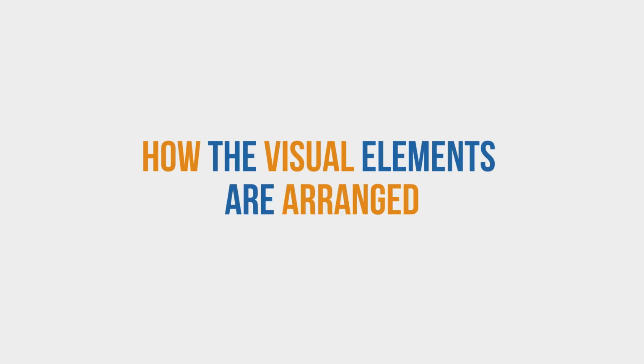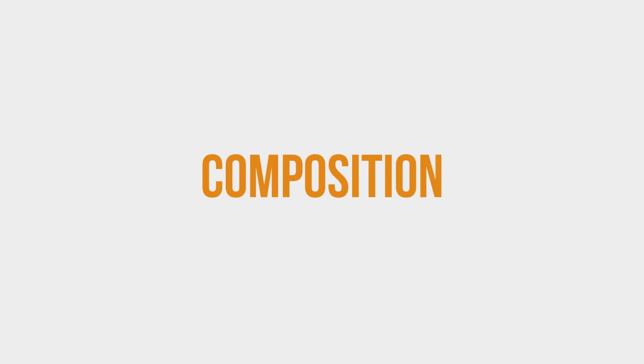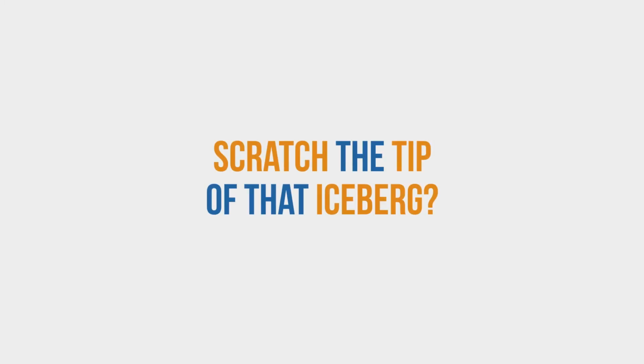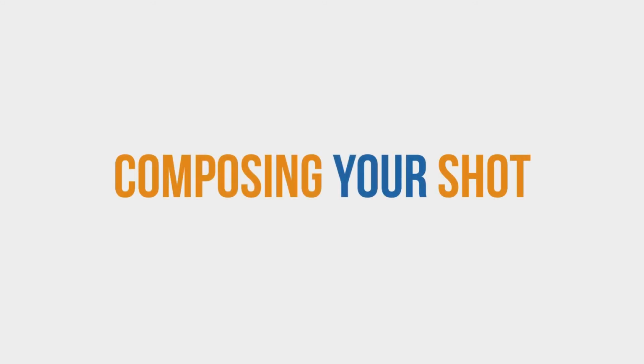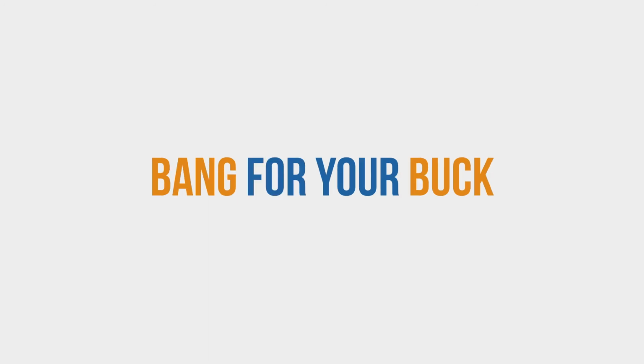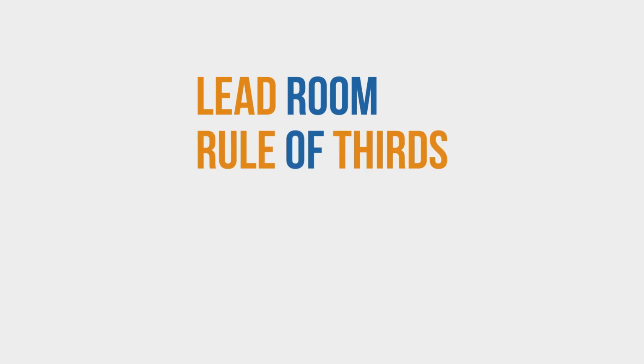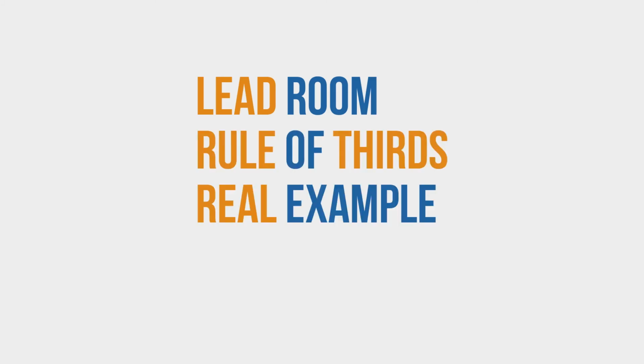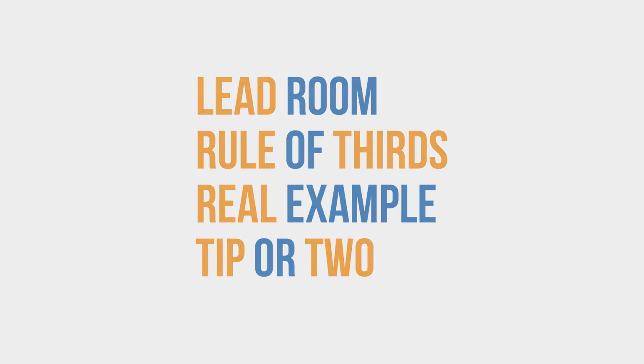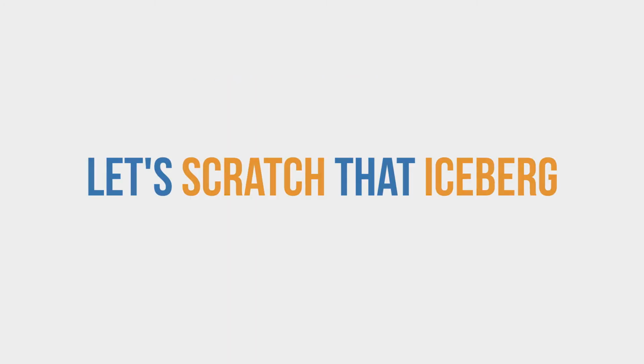How the visual elements are arranged in the frame is called the composition. Now there's a heap to study about this topic and I'm barely going to be able to scratch the tip of the iceberg. And I'm pretty sure that's the correct saying. If not, it is now. Anyway, what I plan to do in this lesson is teach you a few of the essential things about composing your shot that are going to give you the greatest bang for your buck, so to speak. I'd like to show you some really basic examples and talk about the lead room, rule of thirds, plus I'll analyze a real project that I worked on while throwing in a tip or two. So let's scratch that iceberg.